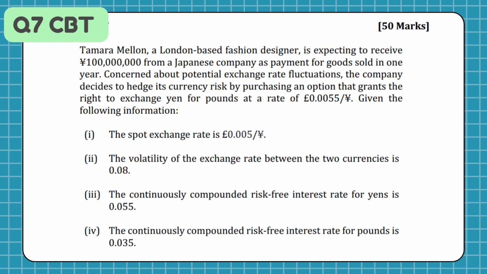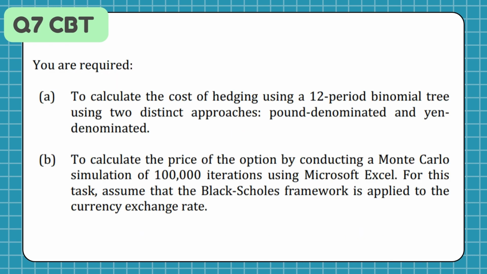The volatility of the exchange rate between the two currencies is 0.08. The continuously compounded risk-free interest rate for yen is 0.055. The continuously compounded risk-free interest rate for pounds is 0.035. You are required to calculate the cost of hedging using a 12-period binomial tree using two distinct approaches, pound-denominated and yen-denominated, and to calculate the price of the option by conducting a Monte Carlo simulation of 100,000 iterations using Microsoft Excel. For this task, assume that the Black-Scholes framework is applied to the currency exchange rate.